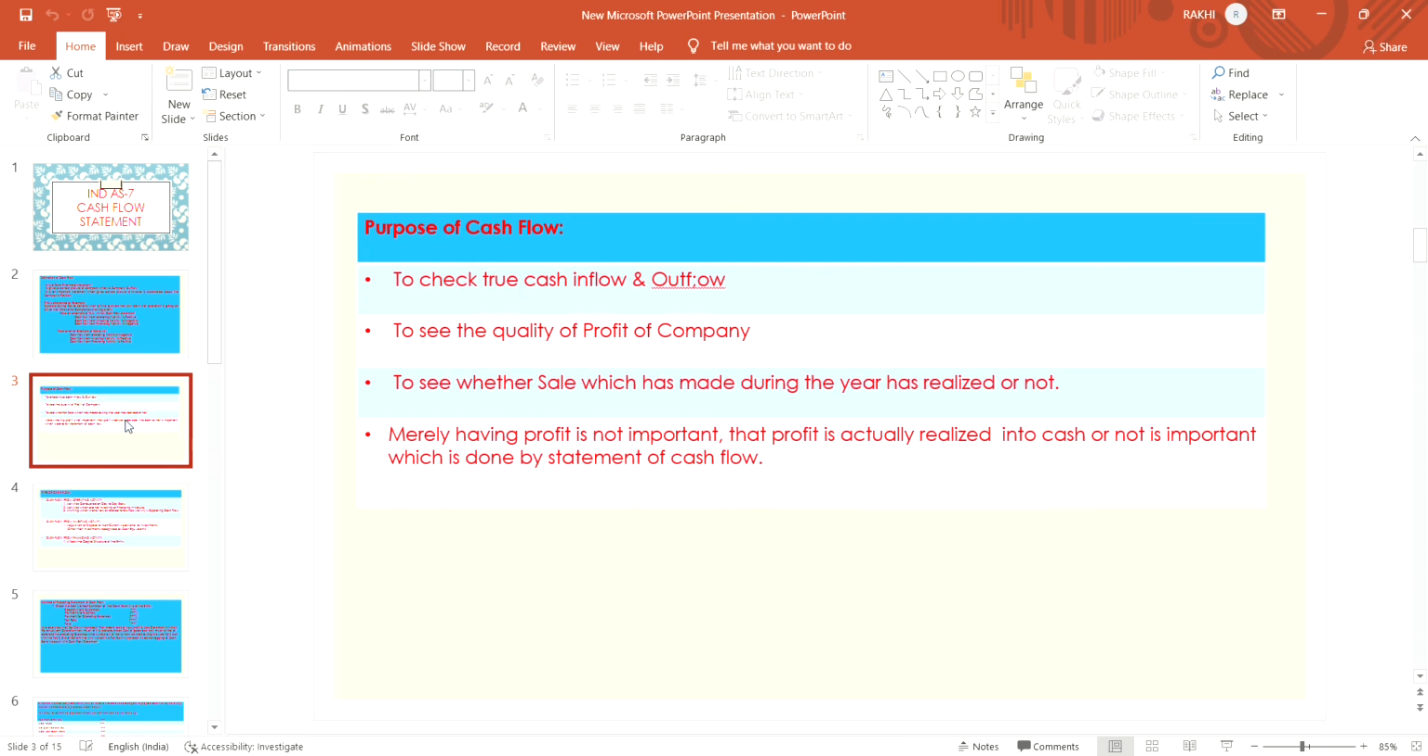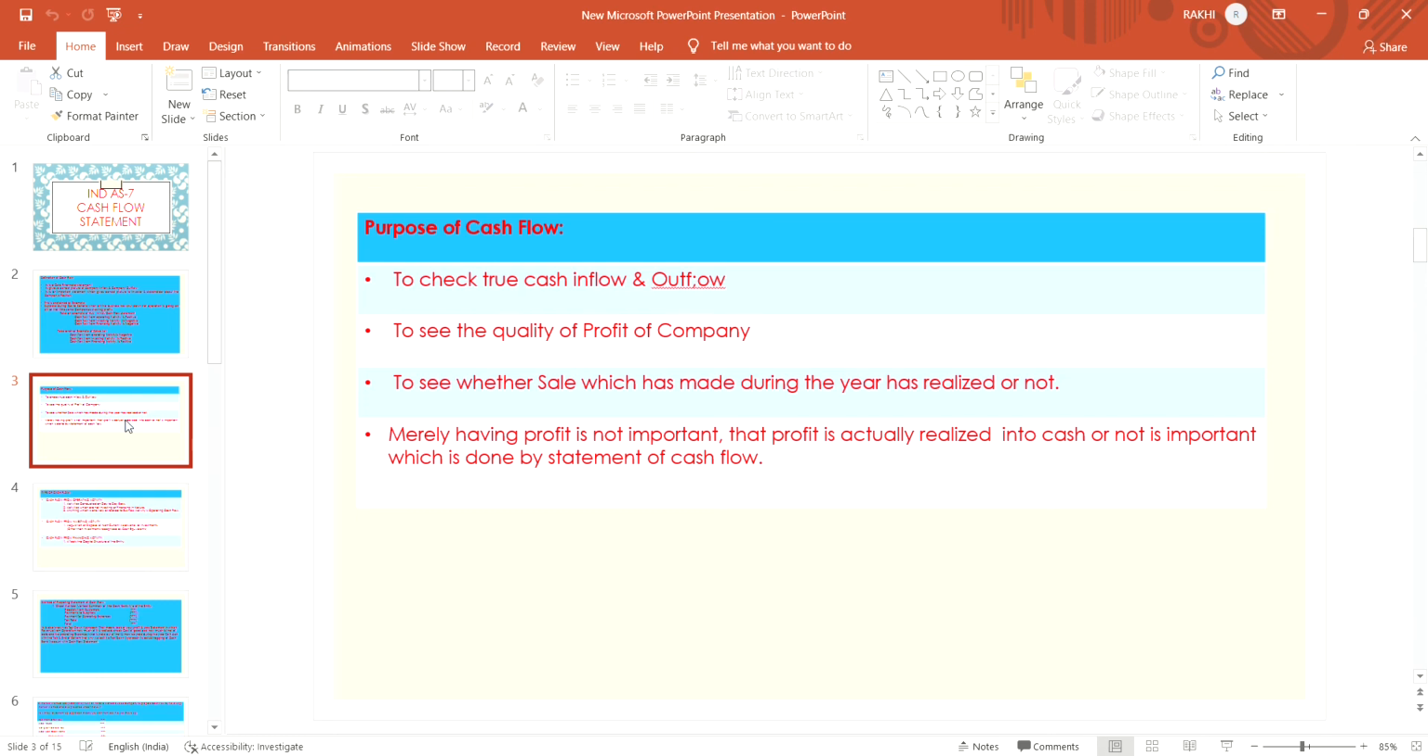What is the purpose of the cash flow? Its purpose is to check the true cash inflow and outflow of the company. What was the actual cash inflow? It shows the quality of profit of the company, what quality of profit the company is earning. By quality we mean whether this is actual profit from operating income, or from investing by selling its properties, or by taking loans. That is not a good quality of profit. If they are earning by operation, that is the quality of profit the company is earning.